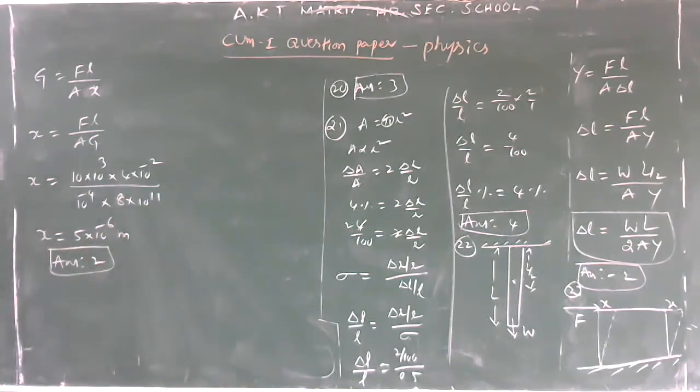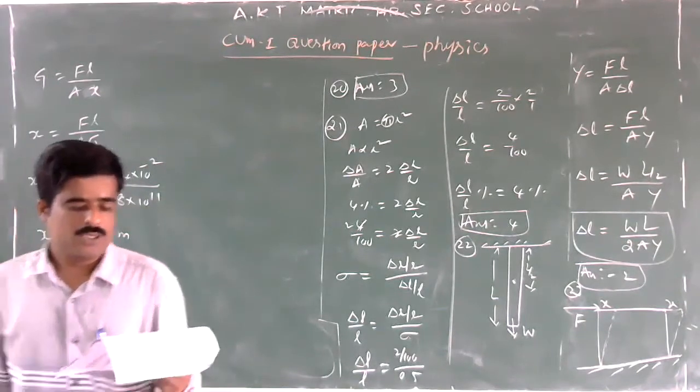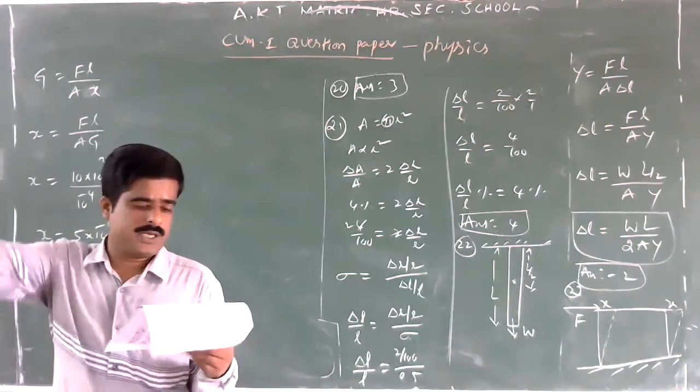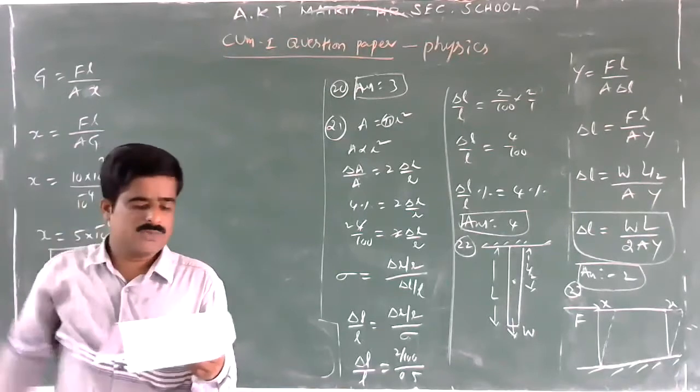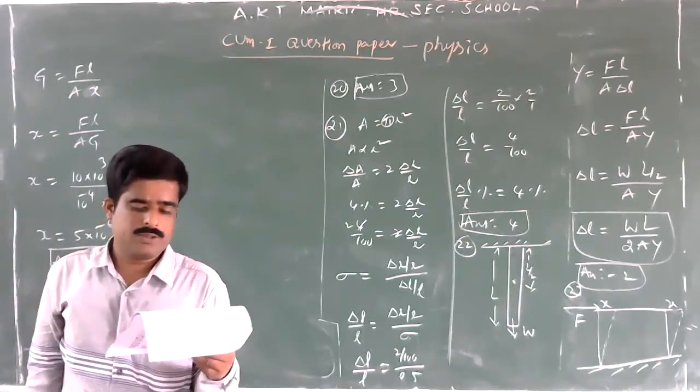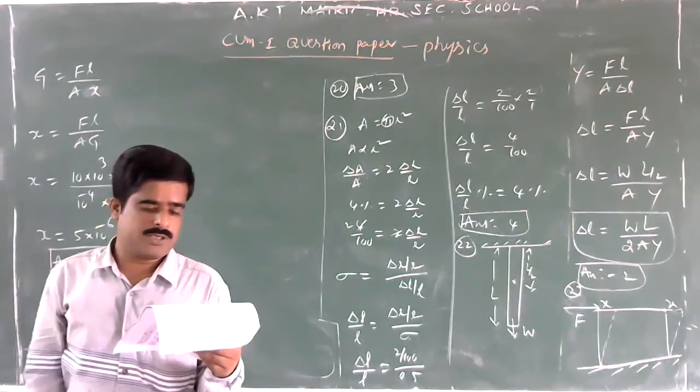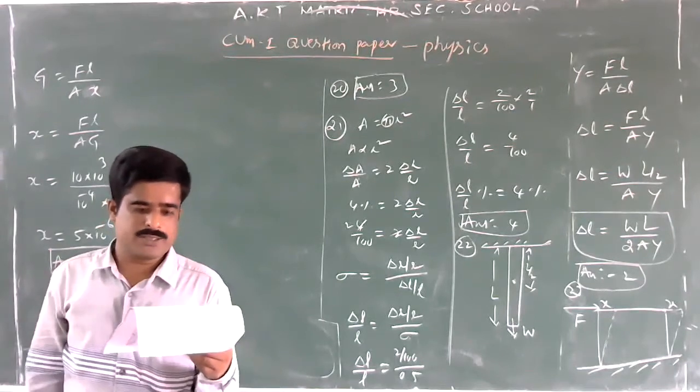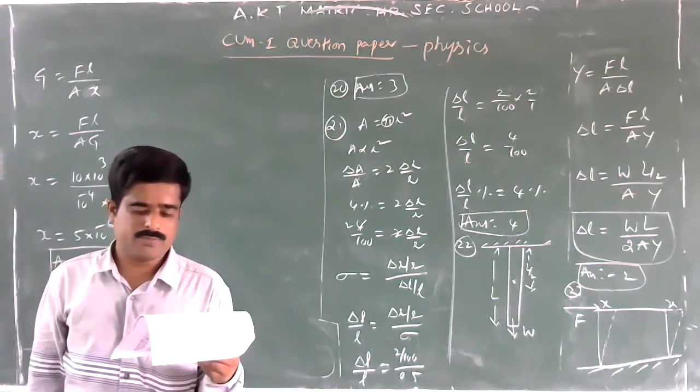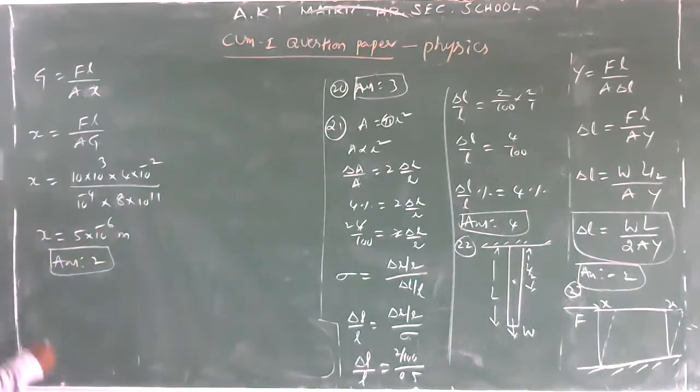This is lateral displacement. Next, 24th question. A rod of length L and radius R is joined to a rod of length L by 2 and radius R by 2 of the same material. This is one rod.